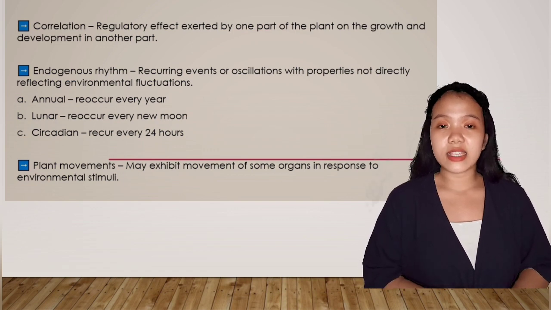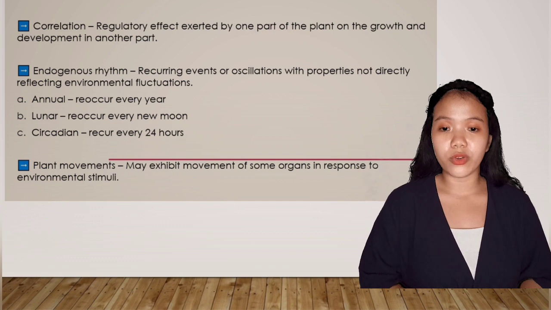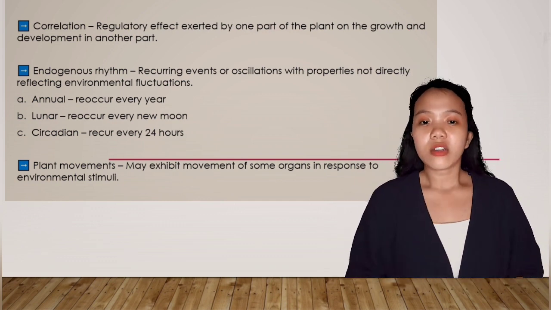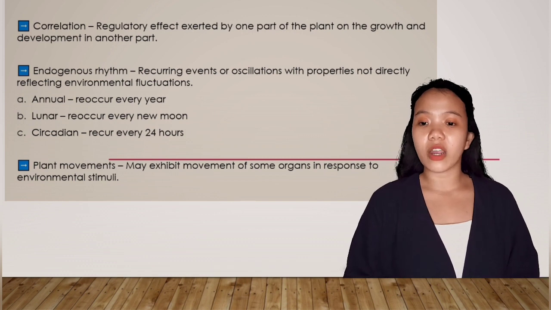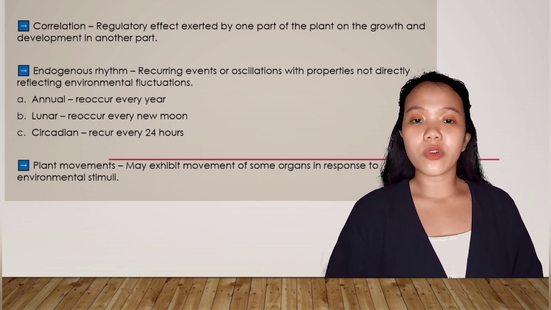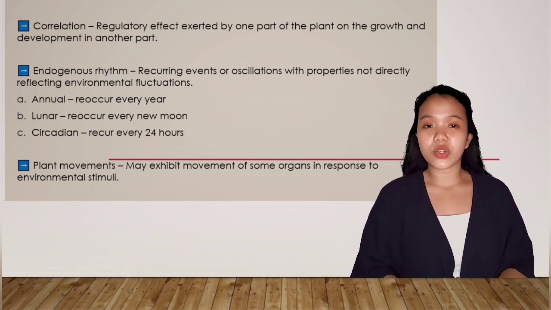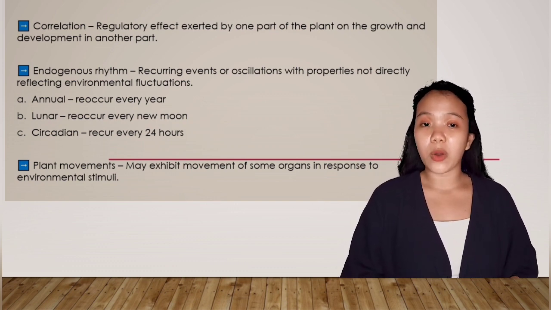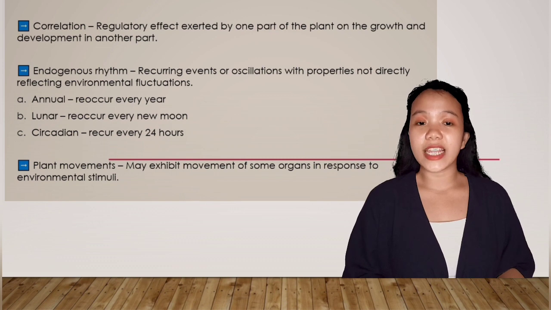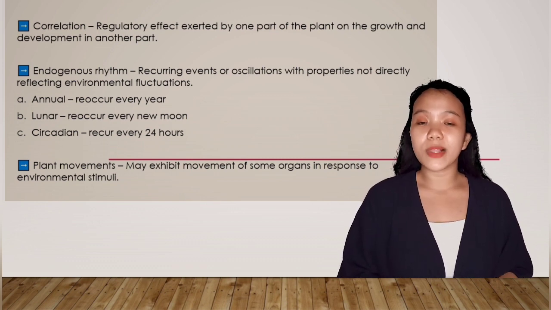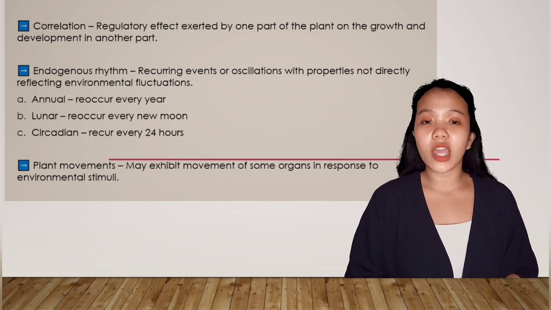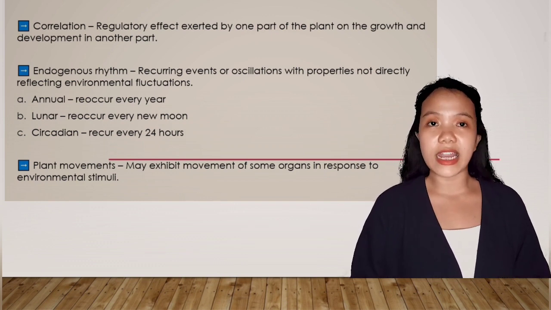And the second is lunar. It reoccurs every new moon. Lastly, we have the circadian rhythms. Circadian rhythm reoccurs every 24 hours. So circadian rhythms control the time when plants grow, when their flowers open and release scent, and allow plants to carefully use energy reserves so they won't be starved in the night.